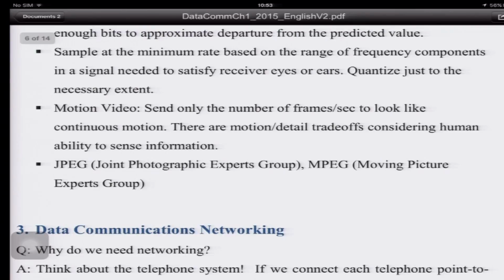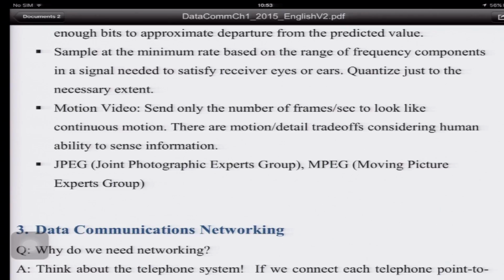Then you want to sample at the minimum rate, based on the range of frequency components in a signal needed to satisfy the receiver's eyes or ears. So if we are human and we look at a picture, if it is nice enough to look at, we don't have to quantize more than that. Or if the sound is clear enough, we don't have to quantize more. So we use the bits as necessary.